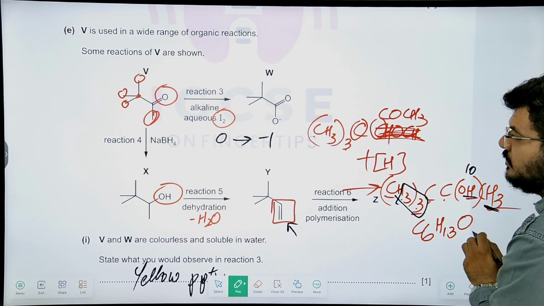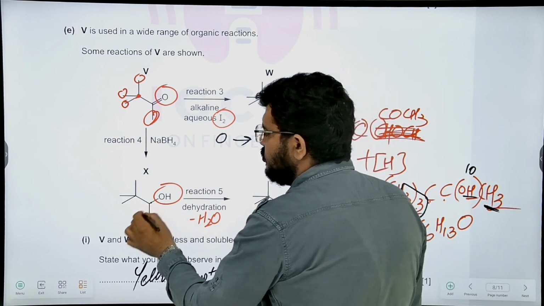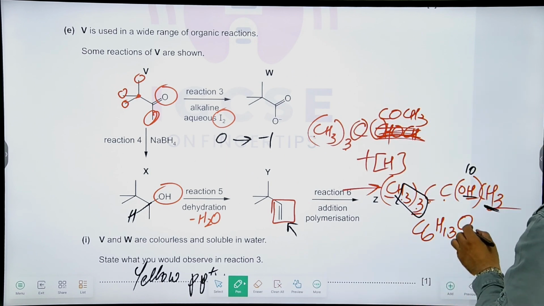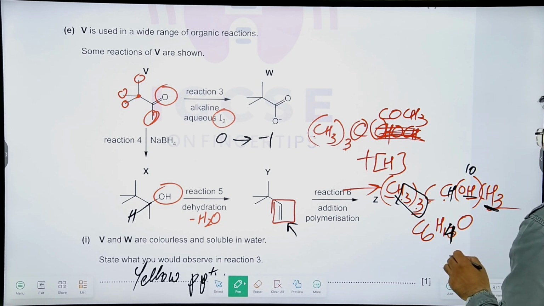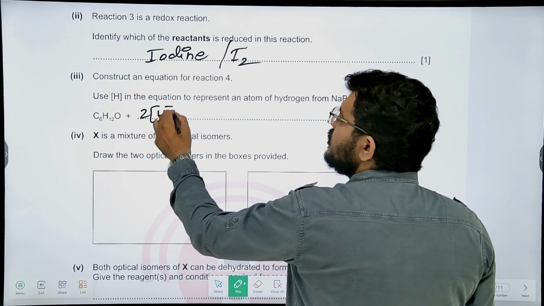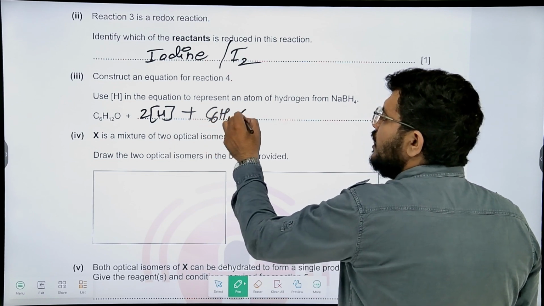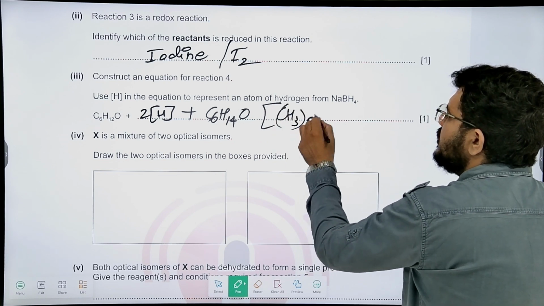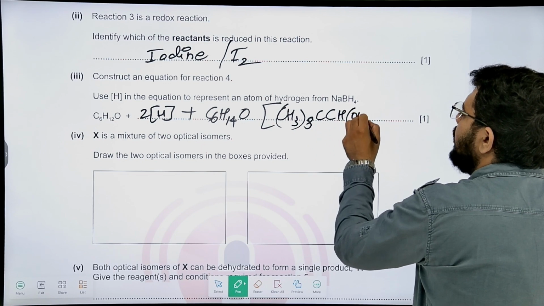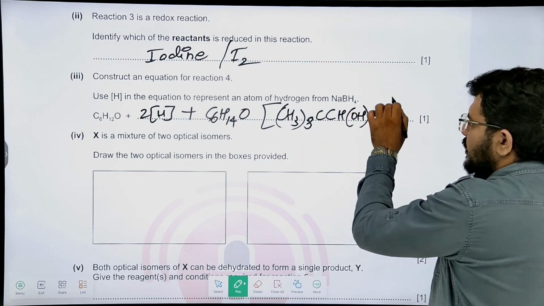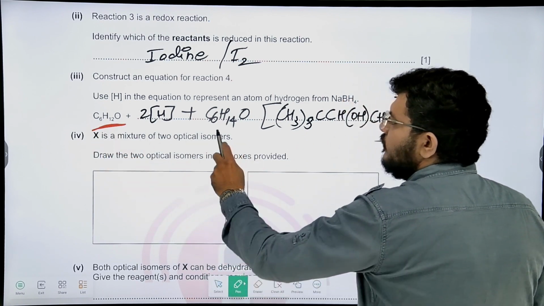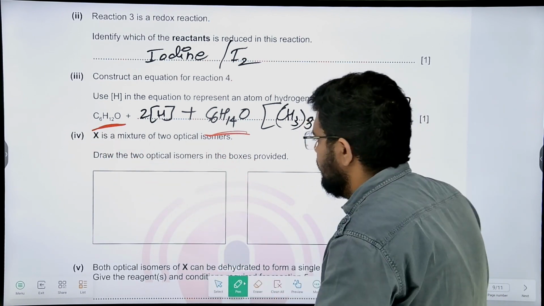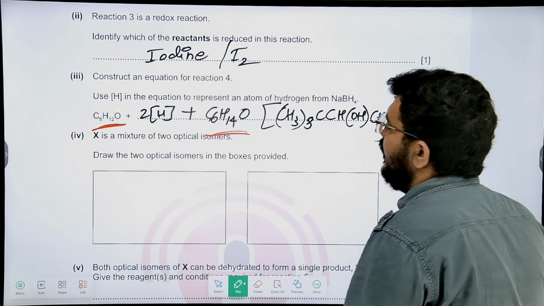And one more hydrogen should have been added here, right? Double bond is being broken. So CH, OH and CH3. So plus 1, so 14, right? H14. So you should write 2H over here. So what you will do? 2H plus C6H14, right? Definitely you can write this as CH3 thrice C, CHOH, CH3. This is also correct, right? But if they have asked it in this form, it is easier to write it in this form. X is a mixture of two optical isomers.